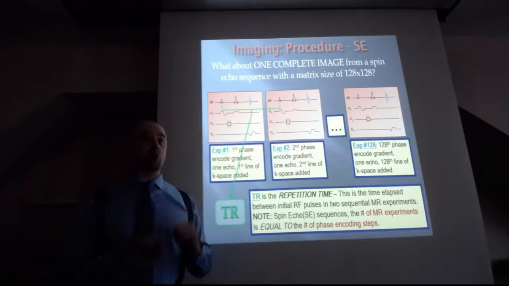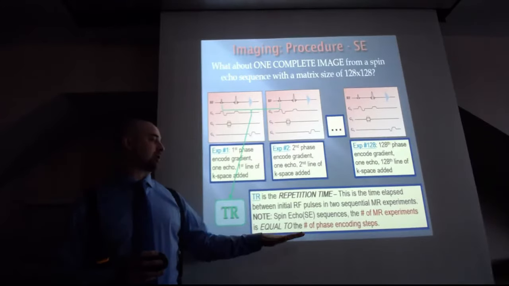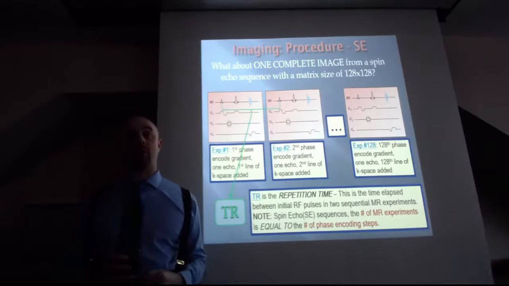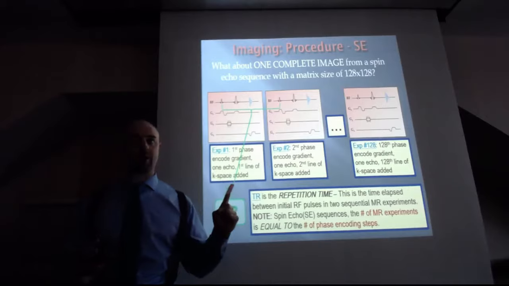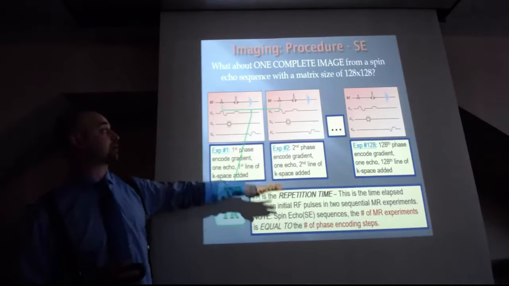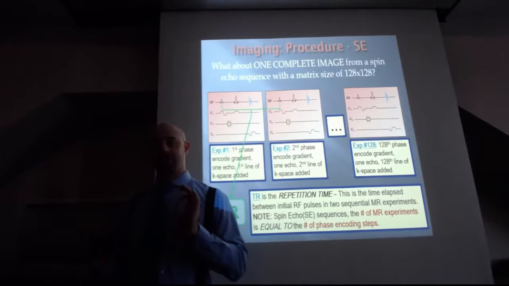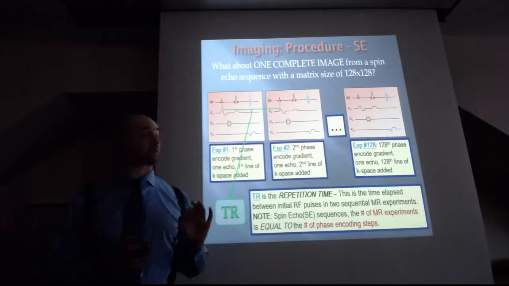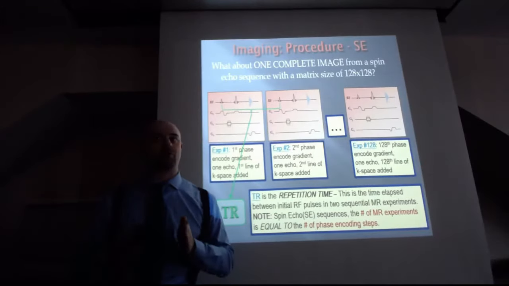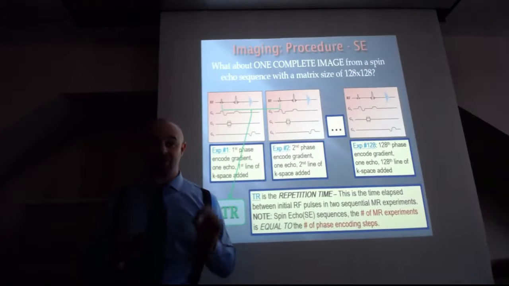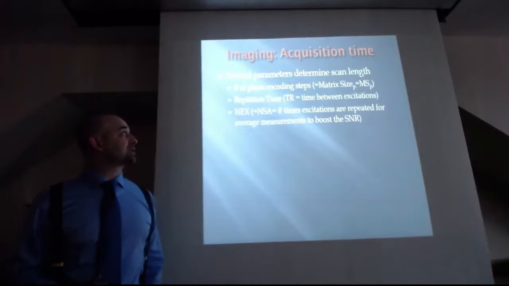Okay, so notice in a spin echo sequence, the number of phase encoding steps is going to determine the number of MR experiments. Those are going to be the same every time, okay? Because you get one echo per experiment, and if the matrix size in the phase direction is 128, you need 128 lines of k-space. You need 128 echoes, so you're going to have to repeat it 128 times with 128 different phase encoding steps. Make sense? Good.